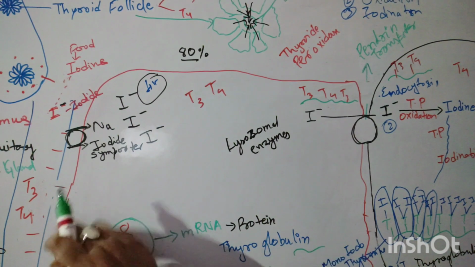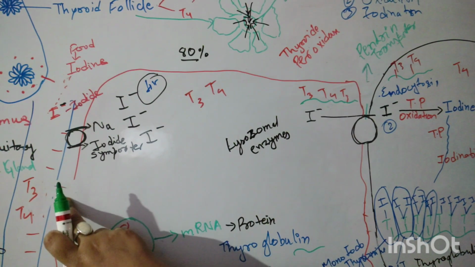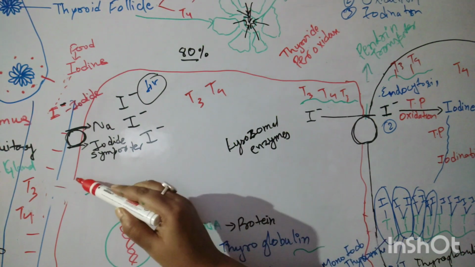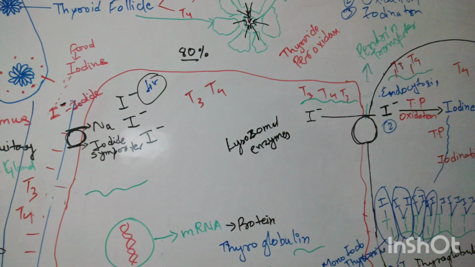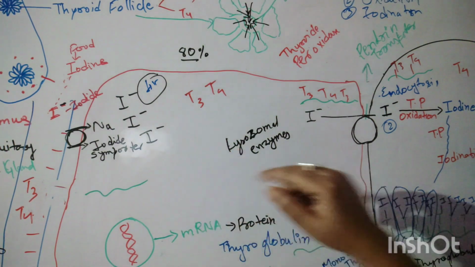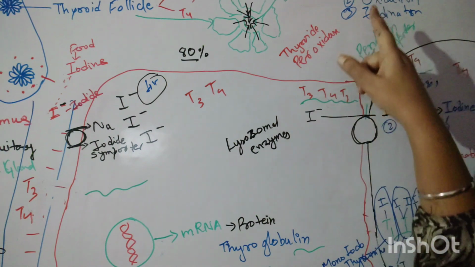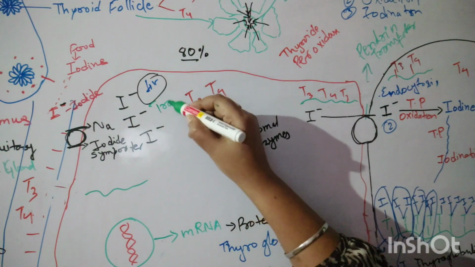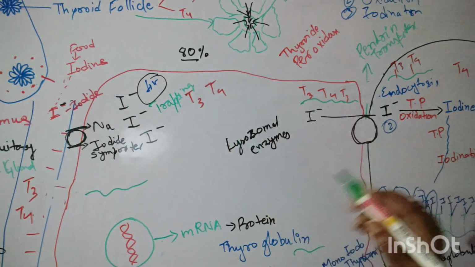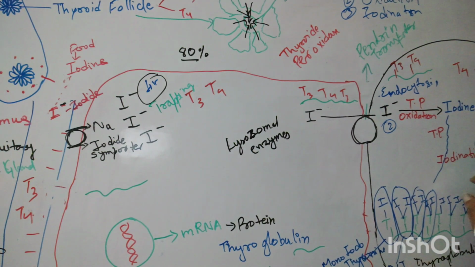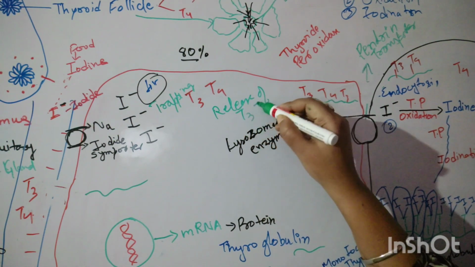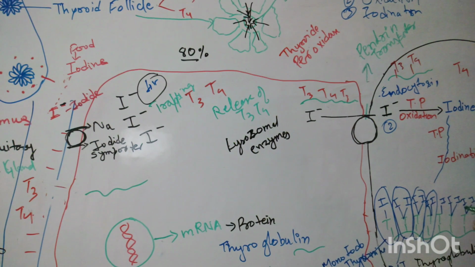And again, this thyroglobulin, by the process of endocytosis, re-enters the follicular cell, and again it will be available for the next cycle. This is how T3 T4 is formed. Number one, trapping. Number two, oxidation. Number three, iodination. Number four is coupling.